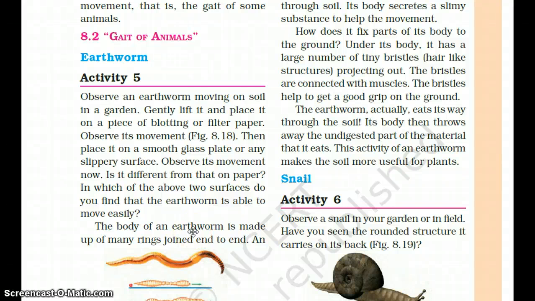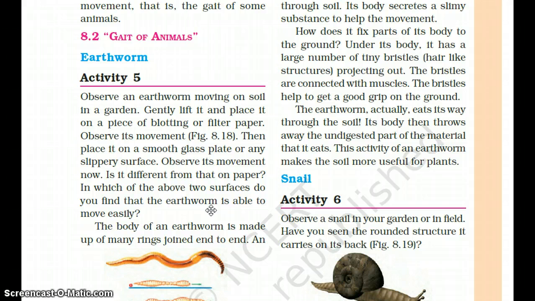So now students, let us learn about gait of animals. Gait of animals is locomotion or movement from one place to the other in animals. So first, before starting the gait in different animals, first of all, why do animals move from one place to the other? So there are many reasons.